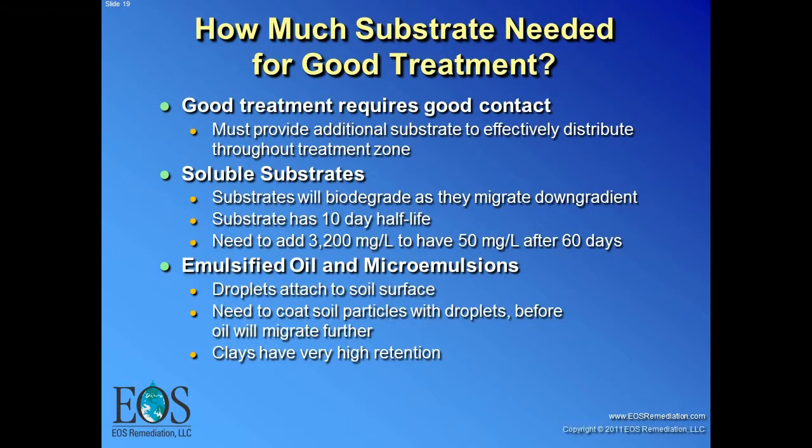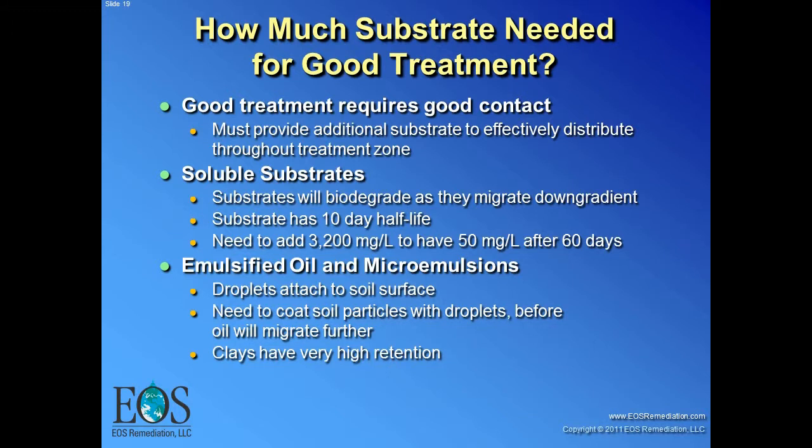In practice, I think what people see is that typically a soluble substrate like molasses or lactate might have a half-life of like 10 days. So after a month, 3 half-lives, it's been reduced by a factor of 8. So you've got almost a 90% reduction in concentration in a month. Well, the question is, how far can the substrate migrate in a month? If you've got a groundwater velocity of 10 meters a month, or 120 meters a year, well then, you can migrate it 10 meters away.